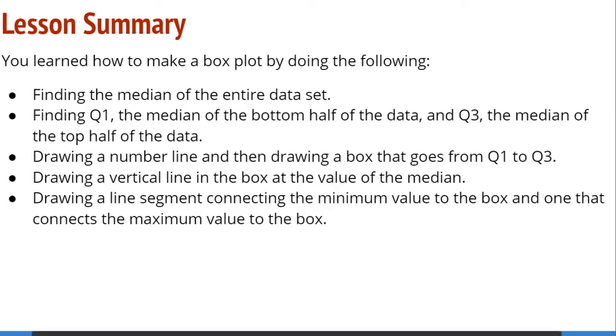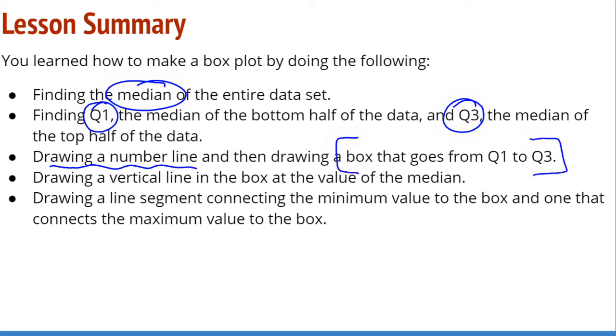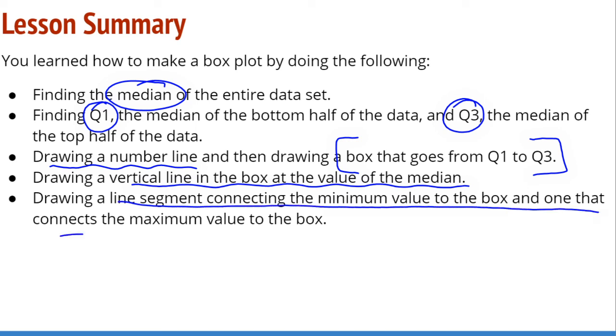So, we make a box plot by doing the following. Using things that we've learned from our other lessons, we're going to find the median, prior lesson. Finding quartile 1, prior lesson. Finding quartile 3, prior lesson. Drawing a number line, been doing those for years. Drawing the box that goes from quartile 1 to quartile 3, new thing today. Drawing in the vertical line for the median, that was a new thing today. Connecting the minimum value and the maximum value to the box, that was a new thing today.